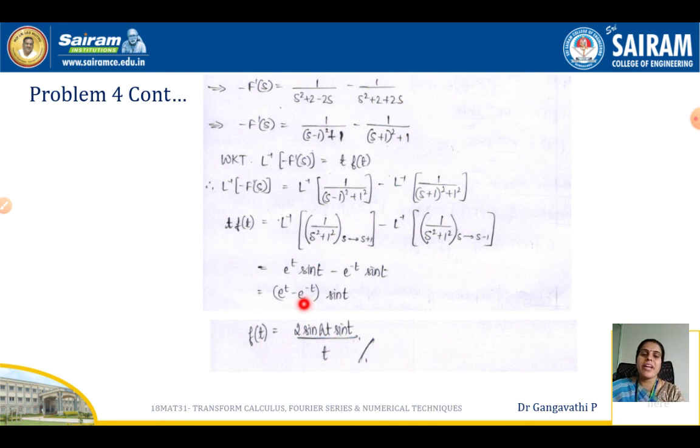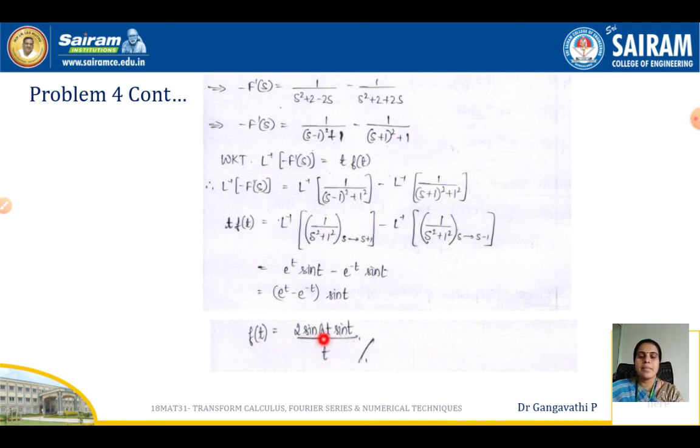So multiply and divide by the term 2. The multiplied term is there as it is, divided by 2 along with this term gives you sine hyperbolic t, and sine t divided by sine t. So now this t on the other side, we need to find f of t. So transfer t towards the other side. It is 2 sine hyperbolic t divided by sine t and t. So this is the solution here.